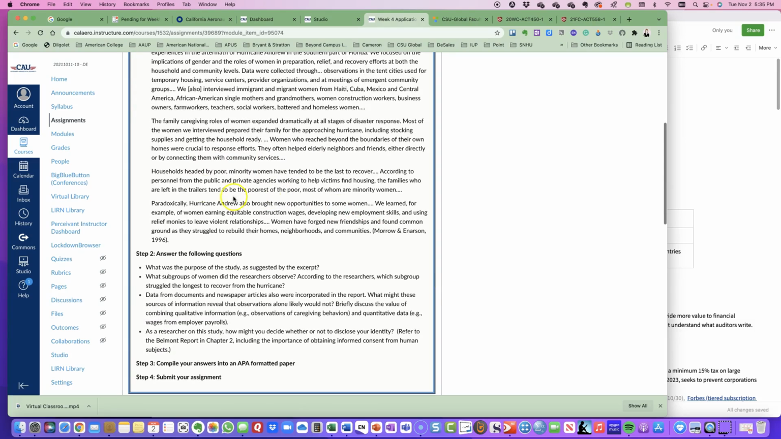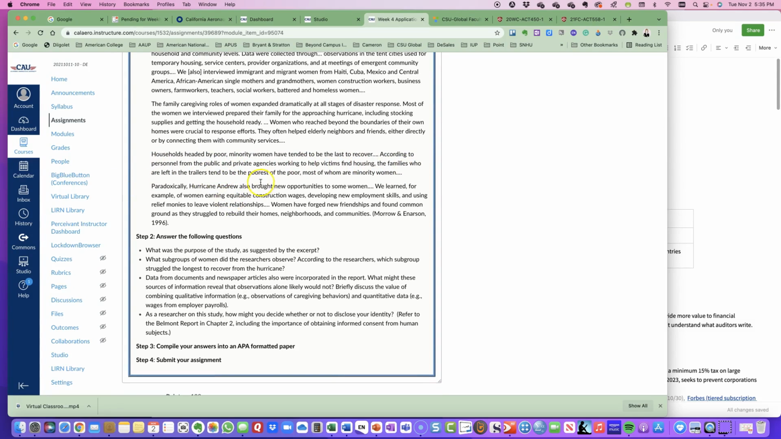So households headed by poor minority women have tended to be the last to recover. According to personnel from the public and private agencies working to help victims find housing, the families who are left in the trailers tend to be the poorest of the poor, most of whom are these minority women.